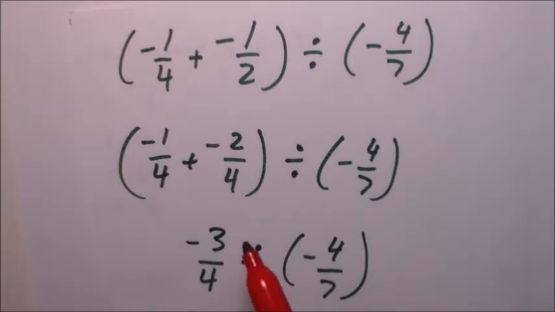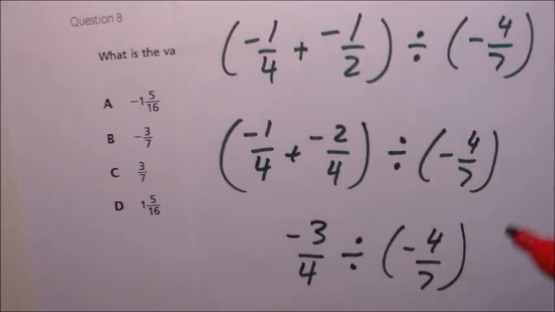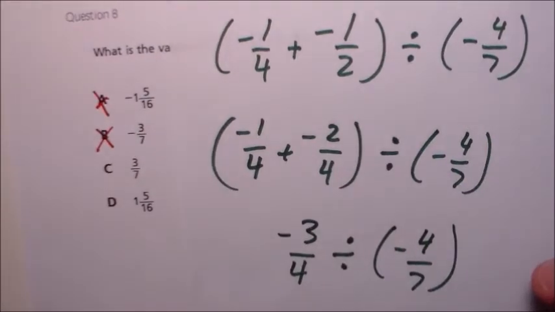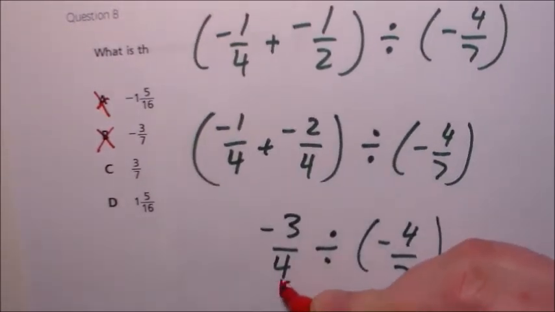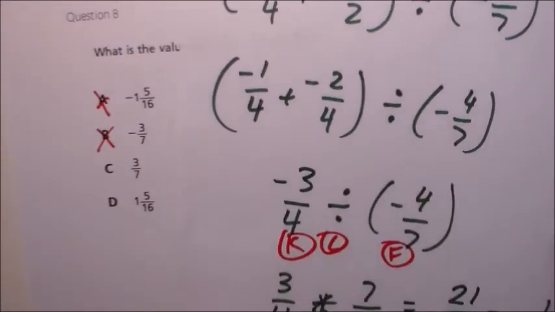So right away we have a negative divided by a negative, and we know that is going to result in a positive answer. So we know that A and B are not going to work because our answer is going to be positive. How are we going to get our answer? Well, we're going to keep, change, and flip. Just like 6th grade, we're going to keep, change, and flip.